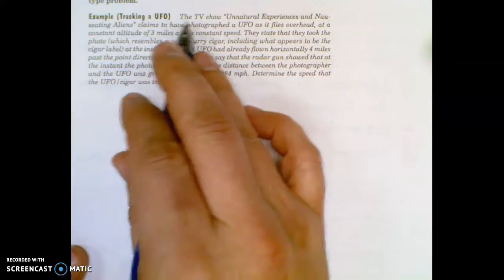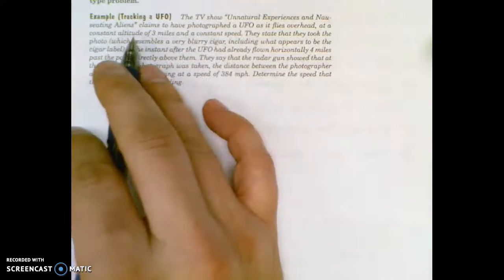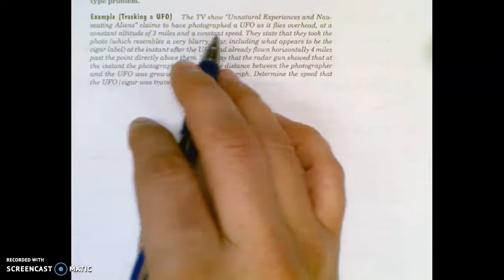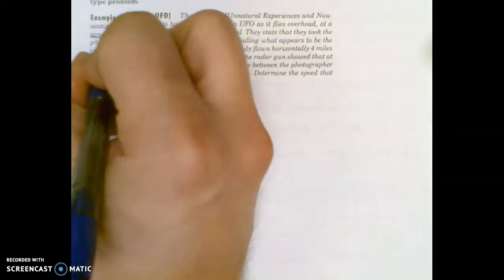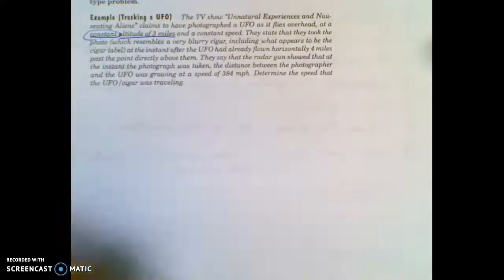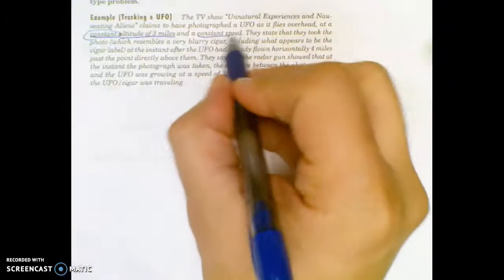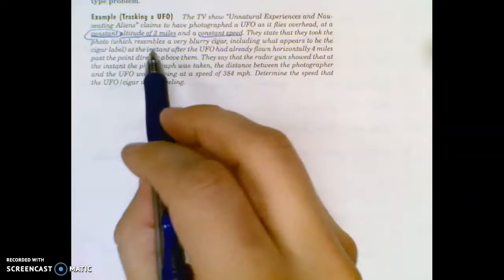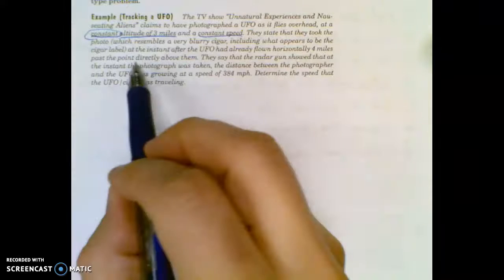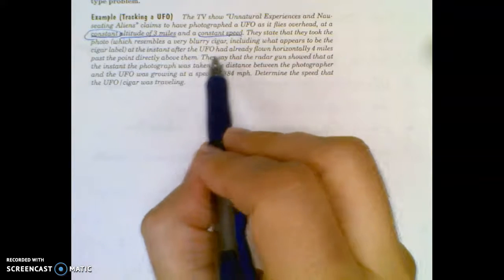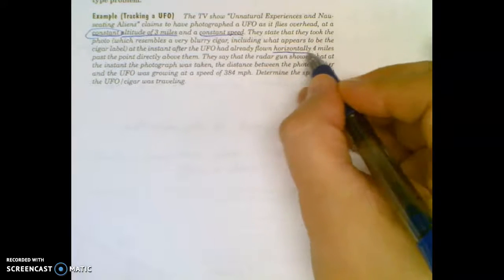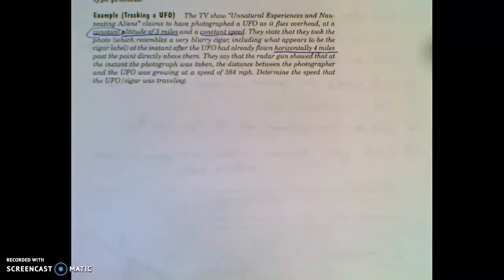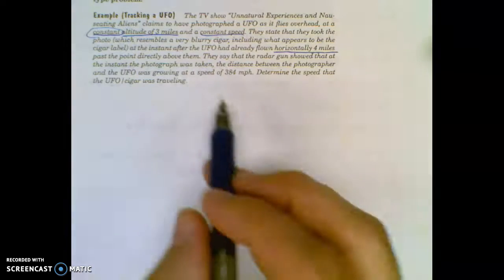All right, so there's a TV show about unnatural experiences and nauseating aliens claims to have photographed a UFO as it flies overhead. At a constant altitude, that's important, it's constant, of 3 miles, and a constant speed. We don't know what the speed is. They state that they took the photo, which resembles a very blurry cigar, including what appears to be a cigar label, at the instant after the UFO had already flown horizontally 4 miles. Now that sounds like particular information, but we'll look at that later. Past the point directly above them.